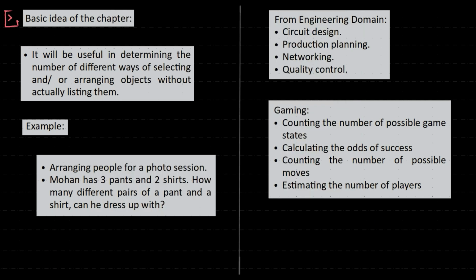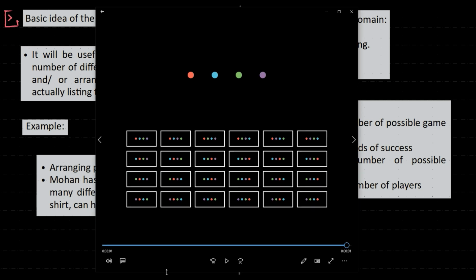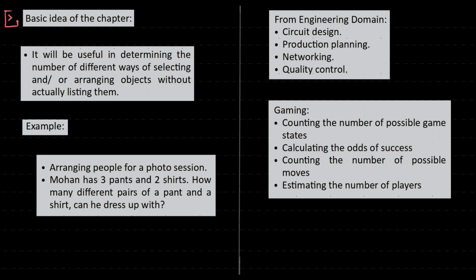So the thing is, this was just 4 things, and that too not selection, only arranging. And we have 1, 2, 3, 4, 5, 6, ... 24. We have 24 possibilities just with 4 objects, and that too with arranging. Think about so many different possibilities of things happening in the world, and if you have to list them, it's not practical. We just want to know the number of ways of doing it. Without listing it, we can use this chapter.